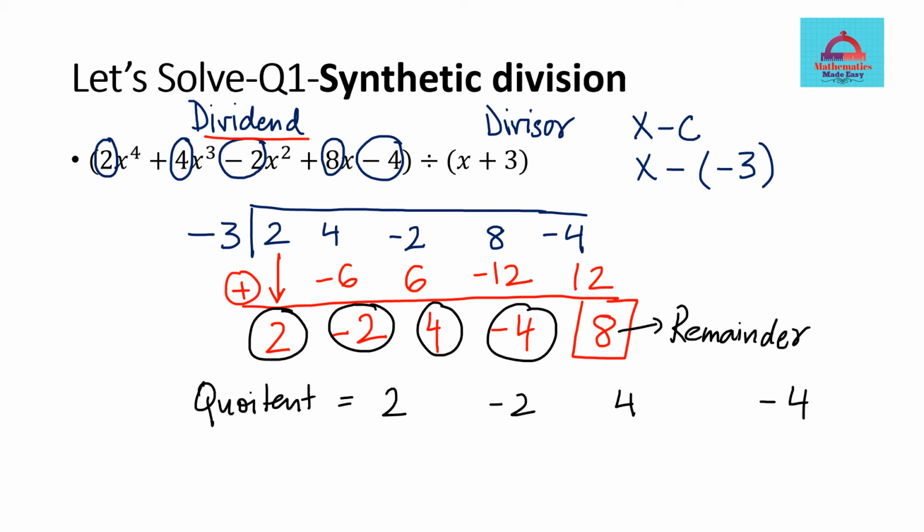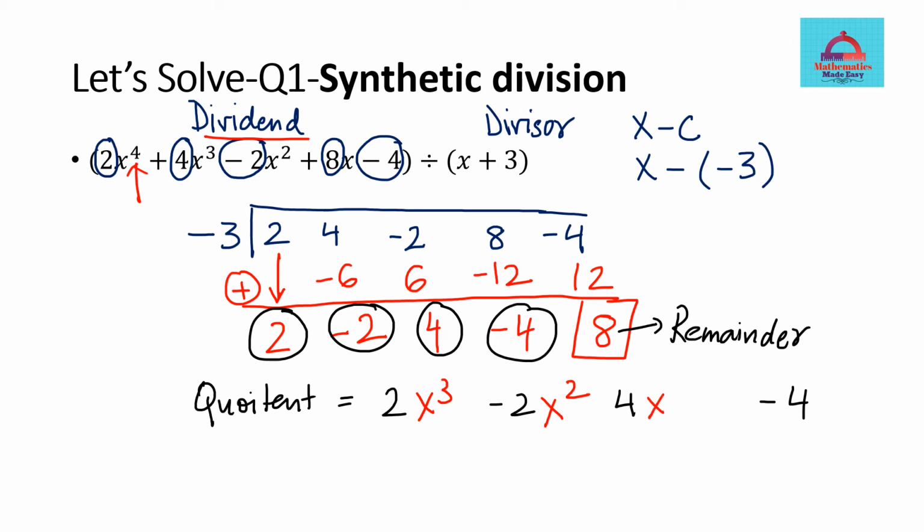And then you go to your dividend. What was the degree of the dividend? The degree of the dividend was 4, and the degree of the divisor here was 1. So the quotient will be 1 degree less. That means your quotient will start from x cube, 1 less than the degree of the dividend. And then you keep decreasing the power by 1. So x square, then x, and then the constant.